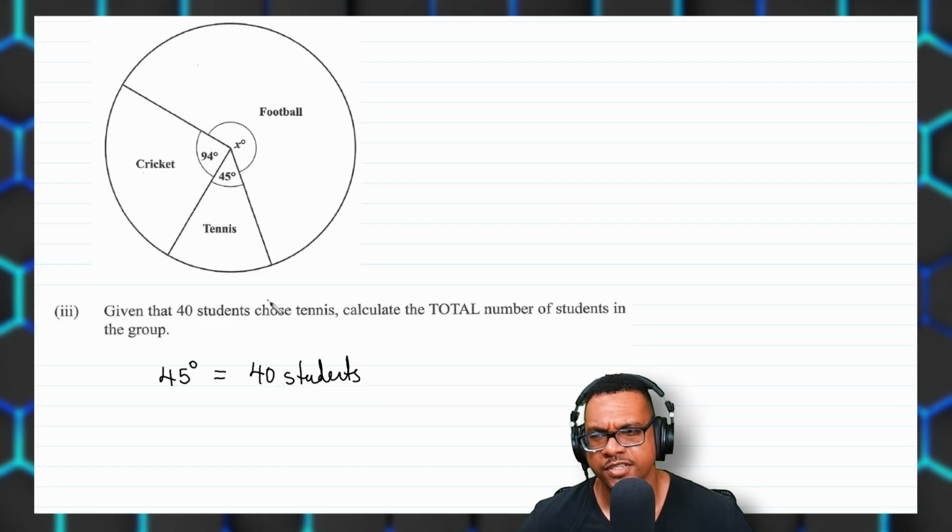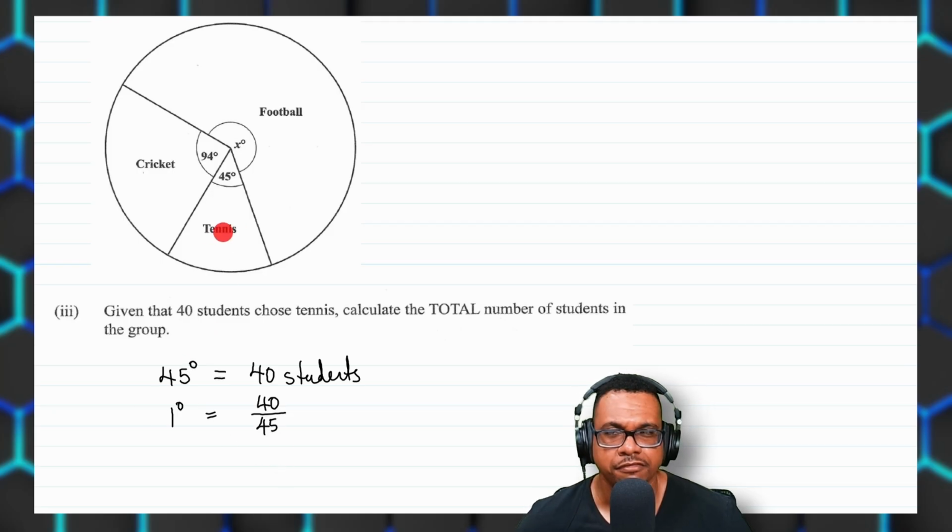So first I'll find out how many students are equivalent to 1 degree. So I'll put 1 degree. Now, in order to get 1 degree here, I'll have to divide this 45 by 45 to get 1. 45 over 45 is 1. So if I'm dividing the left-hand side of the equal sign by 45 to get 1, I must also divide the right-hand side by 45 as well. So I'm going to have 40 over 45.